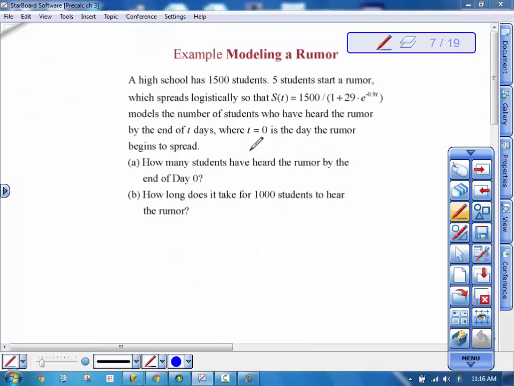Okay, one more problem then. A high school starts off with 1,500 students. 5 students start a rumor which spreads logistically like this. It models the number of students who have heard the rumor by the end of T days, where T equals 0 is the day the rumor begins to spread. How many students have heard the rumor by the end of day 0?